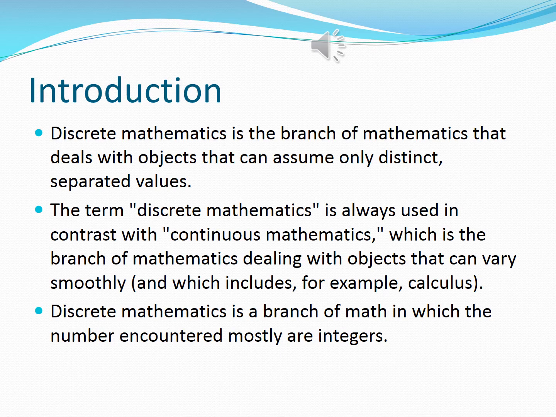What is discrete mathematics? Discrete mathematics is the branch of mathematics that deals with objects that can assume only distinct, separated values. The term discrete mathematics is always used in contrast with continuous mathematics, which has a lot of branches. So we have calculus, differential equations, linear algebra, and many of these. So discrete mathematics is a branch of math in which the numbers encountered are mostly integers.